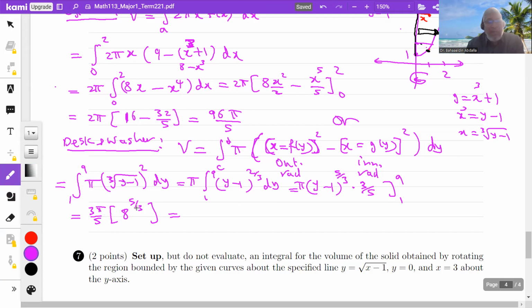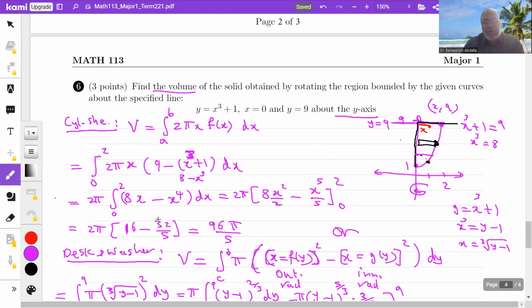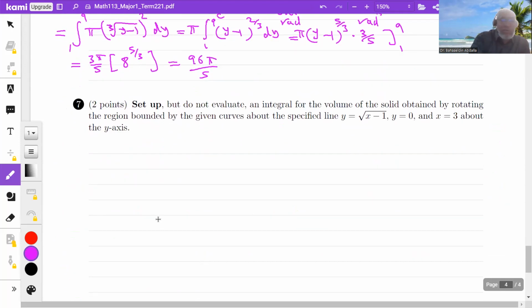Well, 8 to the power 1 over 3 is 2. 2 to the power 5 is 32. And 32 times 3 is just 96. So 96 pi over 5 would be the answer. So I solved the integral for you, the volume, in 2 methods. So you can review both before the exam.